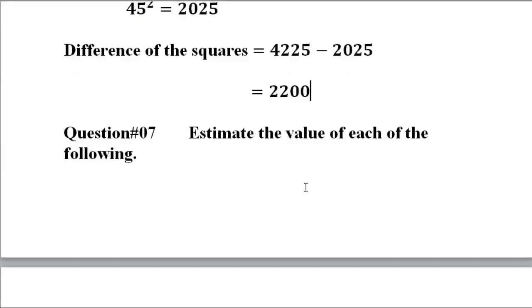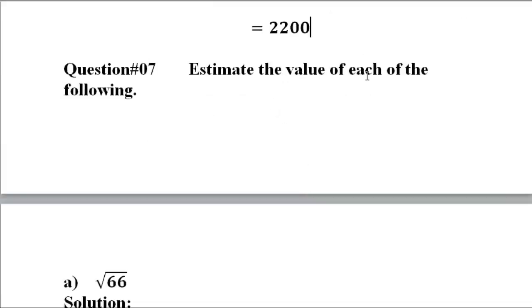Question number 7. Estimate the value of each of the following. Now, one common feature of this question is that all the numbers provided are non-perfect squares. Similar to perfect squares, we can also determine the square root of non-perfect square numbers using the long division method. However, for this question, I will use a scientific calculator to find their square roots.